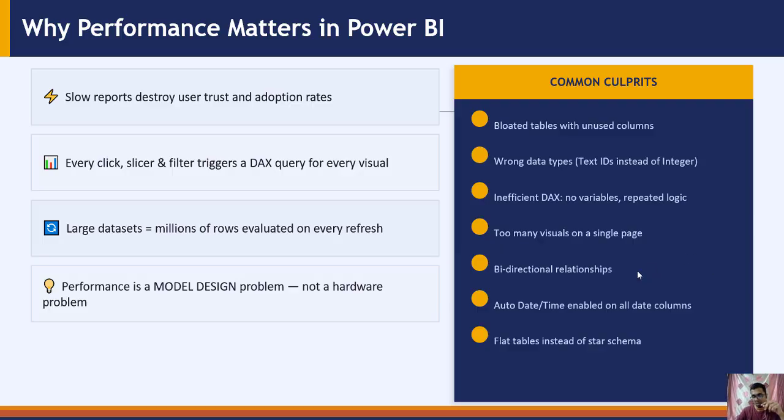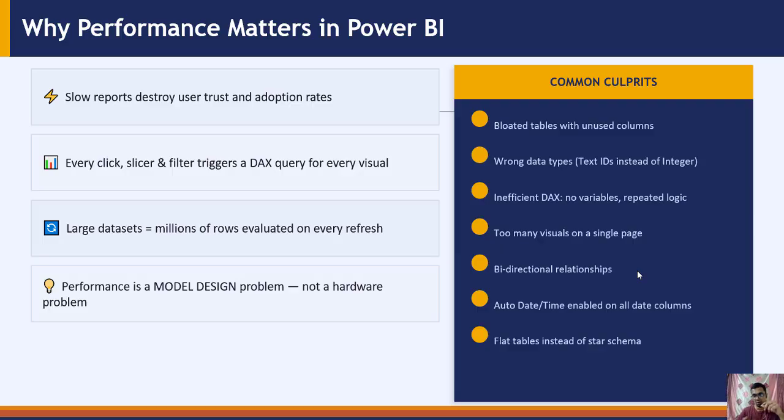Second is bidirectional relationships, which we will see in an upcoming session. If you use single direction, it propagates only one time. But if you use bidirectional between two tables, it doubles the time. So we need to avoid using that.